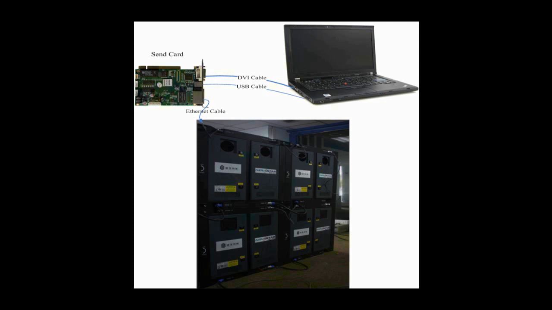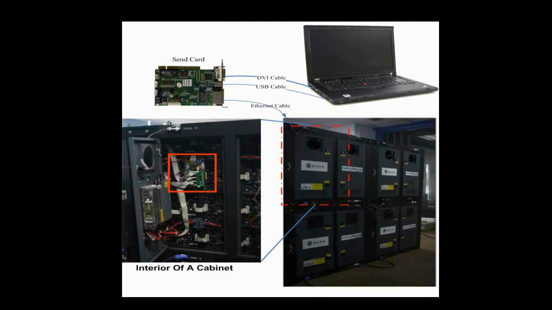In this video, we are going to illustrate how to configure a LED display with four cabinets and make it work. In every cabinet, there is a receiver card. This is the receiver card in a cabinet. It is connected with the module through flat cables. Also seen from this picture is that there is a 4x4 module array in this cabinet.